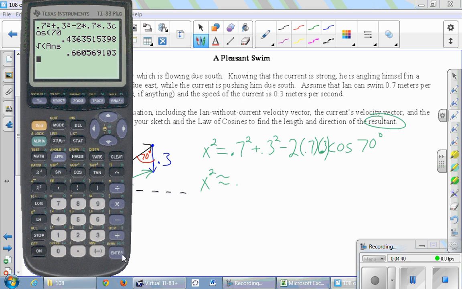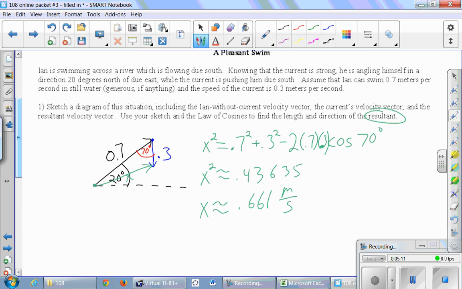X squared is about 0.66. And wait, no. X squared is about 0.43635. And then the square root of that gives me x is about 0.661. x is measured in the same units as the other two sides of the triangle, so meters per second. And then once we know that, we can then find an angle in our triangle.